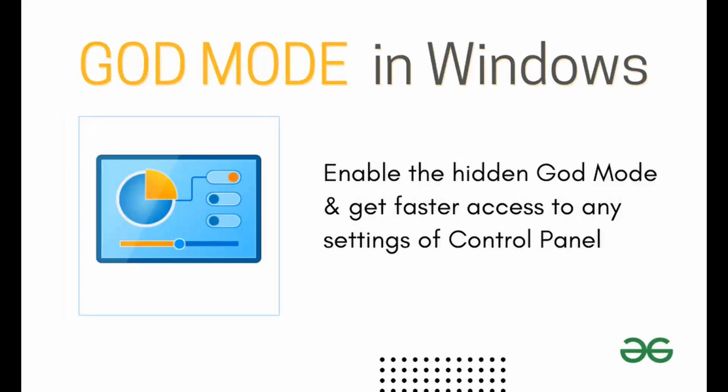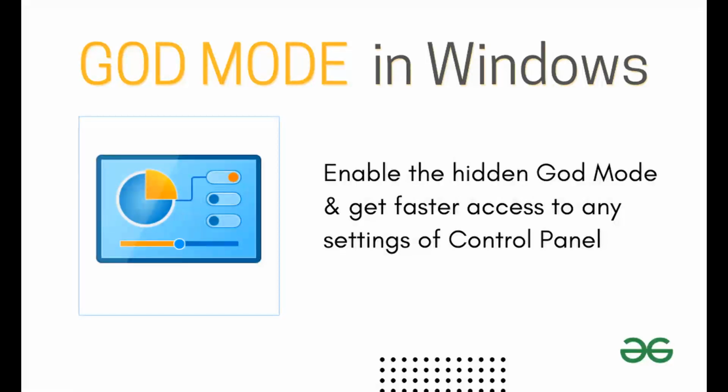4. Access God Mode. Simply double-click the folder, and you'll find a list of all the administrative tools, system settings, and configuration options available to you. It's worth noting that the folder name is actually a special GUID, globally unique identifier, that triggers the God Mode interface. The folder can be placed on the desktop or within other directories on your computer.